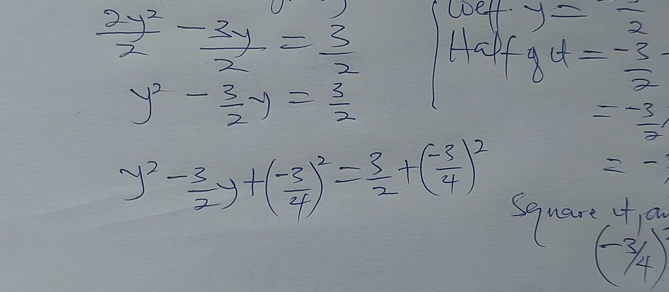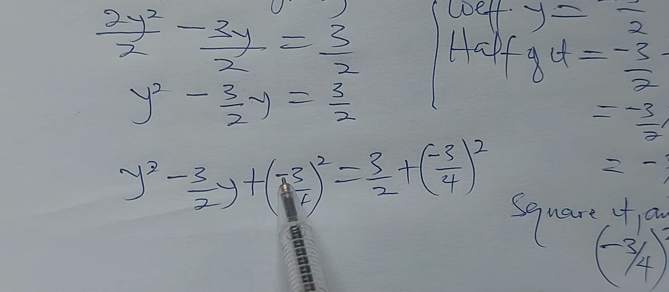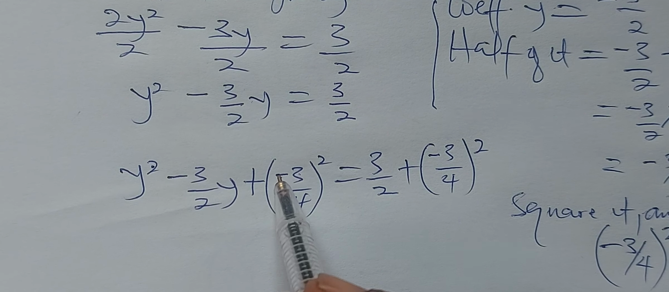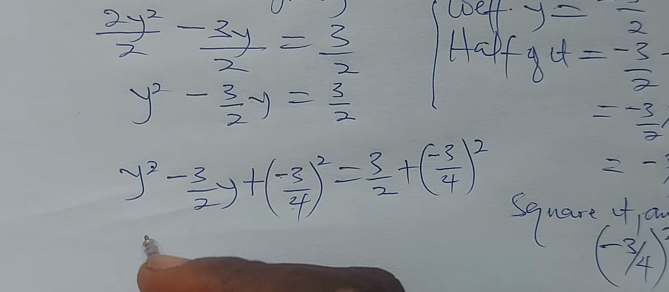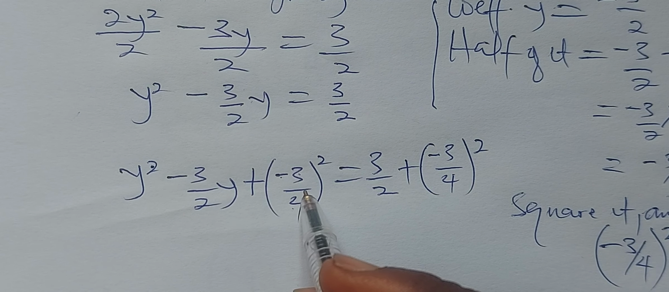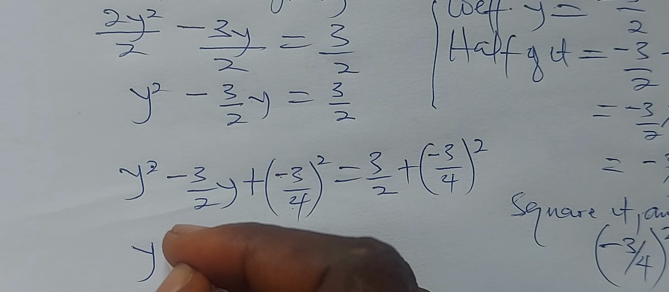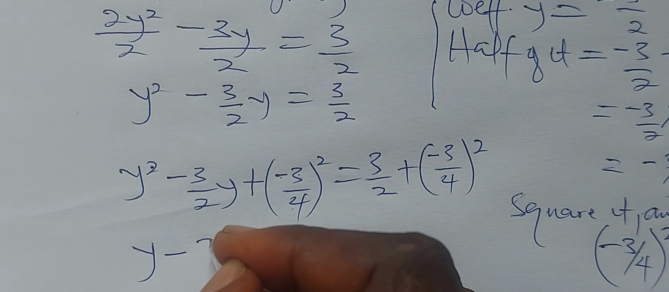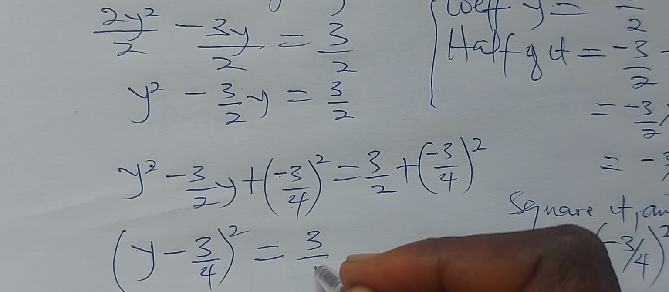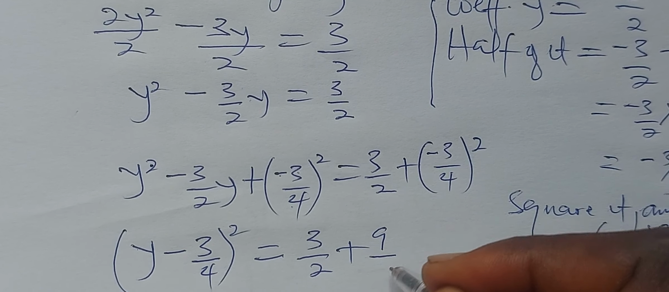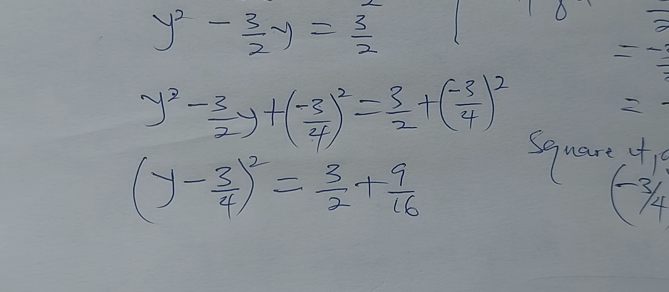You take it step by step. It's not difficult, but make sure you don't miss any of the steps. So what you do is, like I told you, for you not to go through the long way, since you have square here and you have minus 3 over 4 squared, the sign that will be in the bracket should be minus. Okay? Else, you want to simplify further and factorize. So what you do simply is to write y minus 3 over 4, all squared, equals 3 over 2 plus 9 over 16. Okay, it's as simple as that.